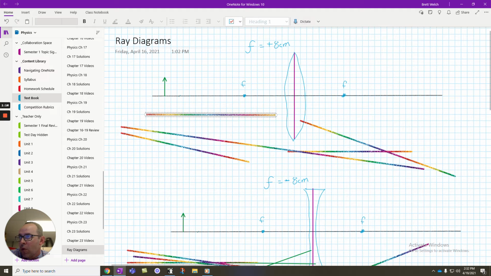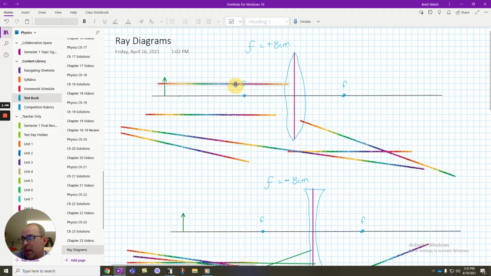Now, I'm using a focal length of positive 8 centimeters. So I'm using each of these marks as 1 centimeter. So this would be 1, 2, 3, 4, 5, 6, 7, 8 centimeters to the focal length on both sides. And then I've got 9, 10, 11, 12, 13, 14, 15, 16, 17, 18, 19, 20, 21. So I'm using a 21 centimeter distance, or object distance, and an 8 centimeter focal length.